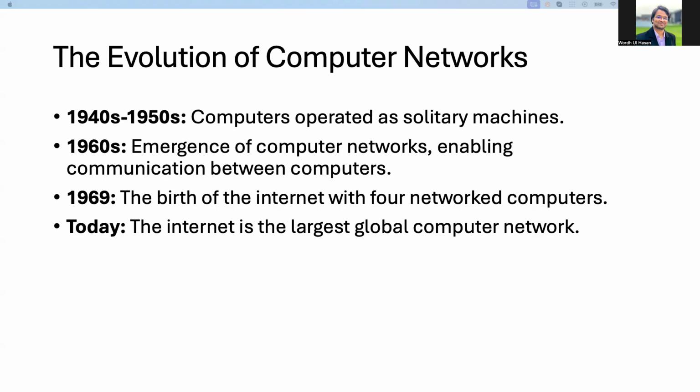The major milestone came in 1969 with the birth of the Internet. Initially, it was a network of just four interconnected computers. This small experimental network was the beginning of what would grow into the vast interconnected system that we have today. Fast forward to today, the internet has become the largest global computer network, connecting billions of devices around the world. It is now a fundamental part of our daily lives, supporting communications, information sharing, commerce, entertainment, and much more.